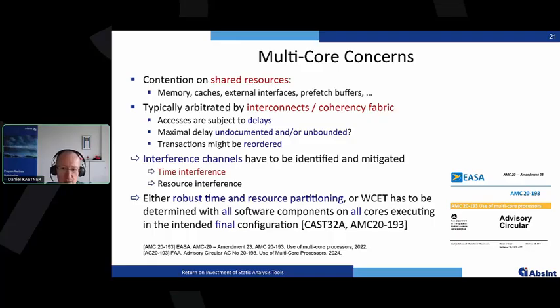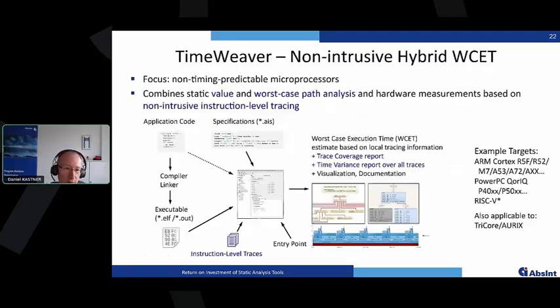And if you look at the guidance documents from EASA or FAA, AMC 20-193, they give an overview of the necessary steps you have to take. Essentially, you have to identify the interference channels you have, develop a concept to mitigate them, and of course verify the timing behavior. And then either you can have a complete separation, so robust resource and time partitioning, or you need to determine worst case execution time for all the software components on all cores in the final configuration. And this is pretty much the setting for which we have the TimeWeaver tool.